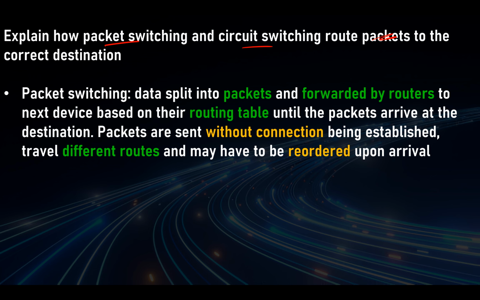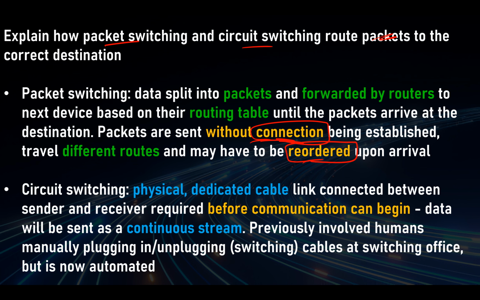It's going to be connectionless, packets sent without a connection being established. They travel different routes and may have to be reordered. I've put these in orange because sometimes they can be an advantage, let's say if we're talking low speed. However, it can also be a disadvantage, let's say when the device is not available. Also, if the packets arrive in the wrong order, it takes time to reorder them, etc.